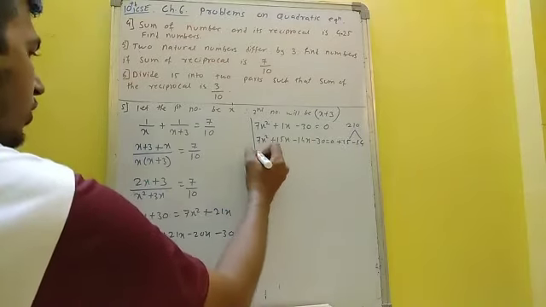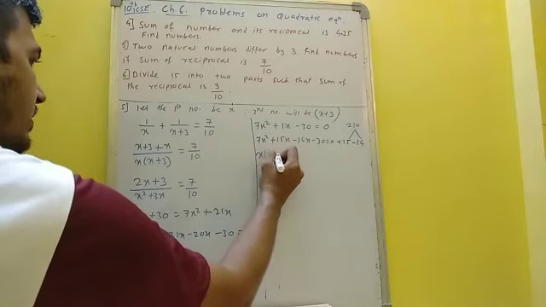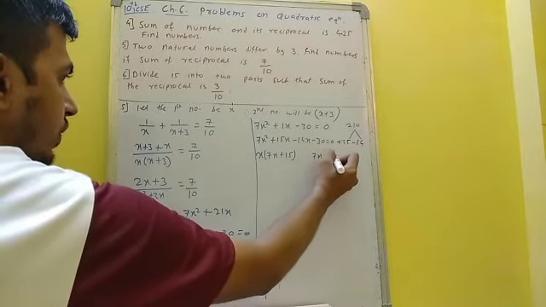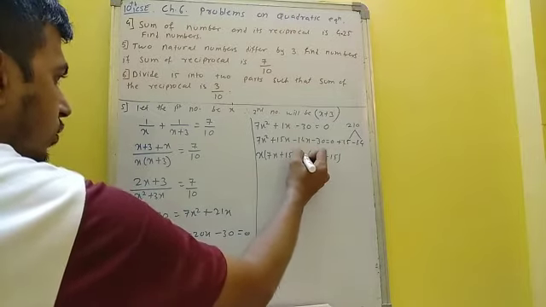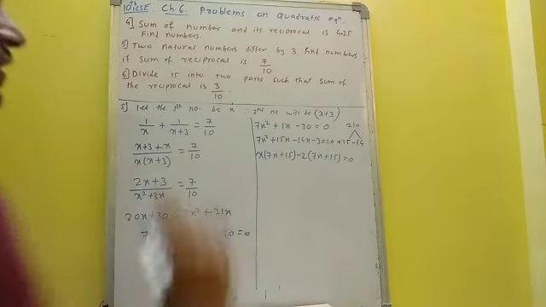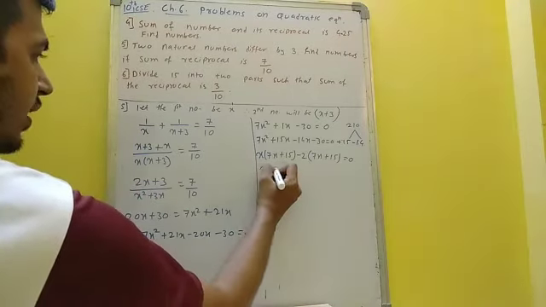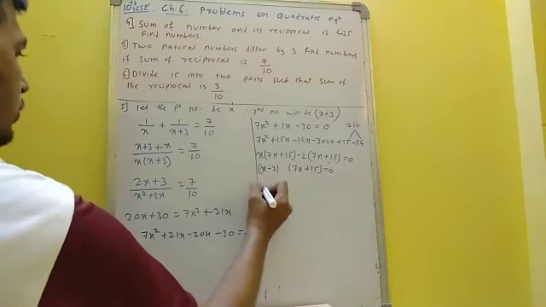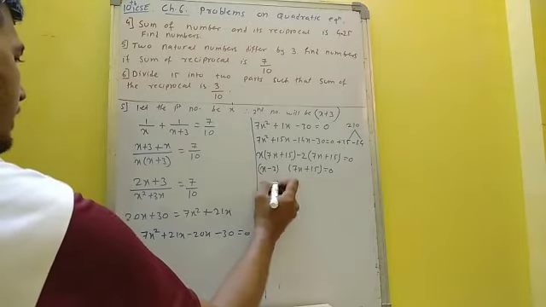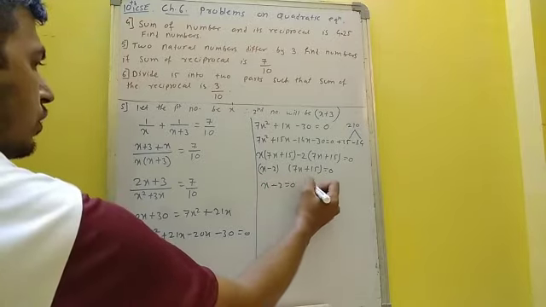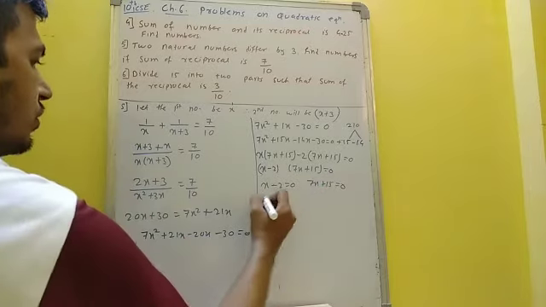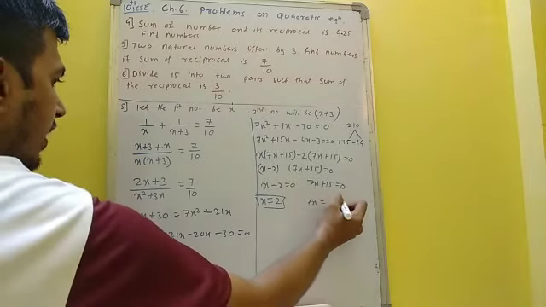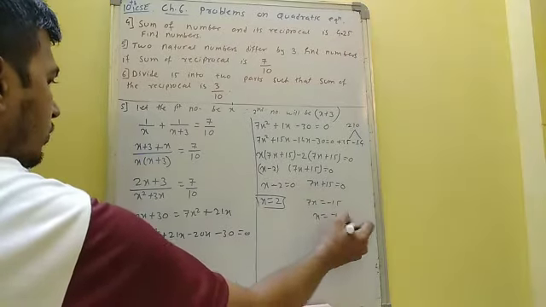Nothing can be taken as common except x. So it will be x into 7x plus 15, and here also 7x plus 15. The sign has changed, so minus 2, because 2 7s will give me 14. So I have x minus 2 and 7x plus 15 equal to 0. So x minus 2 is equal to 0 and 7x plus 15 is equal to 0. X is equal to 2, or 7x is equal to minus 15 and x is equal to minus 15 upon 7.